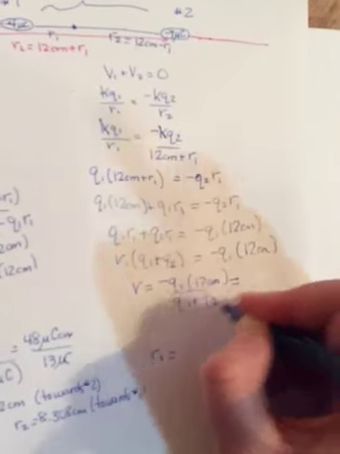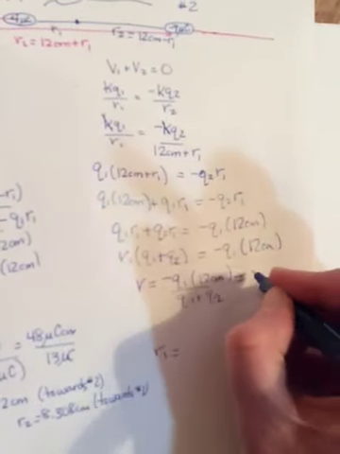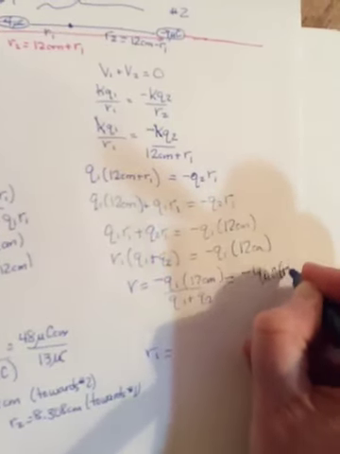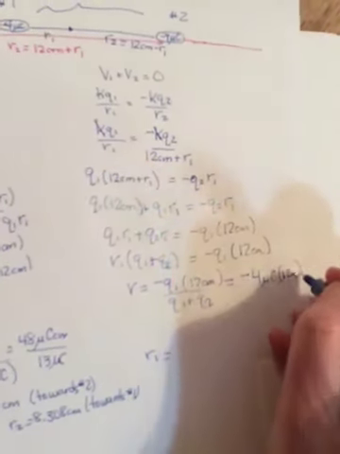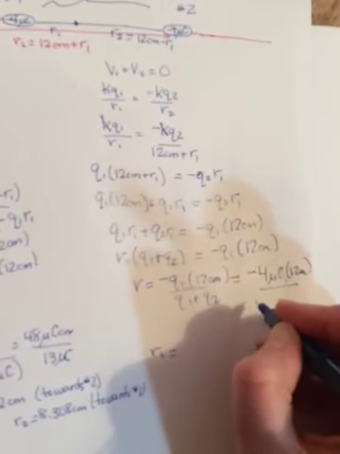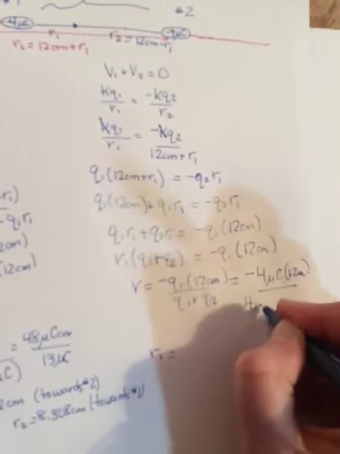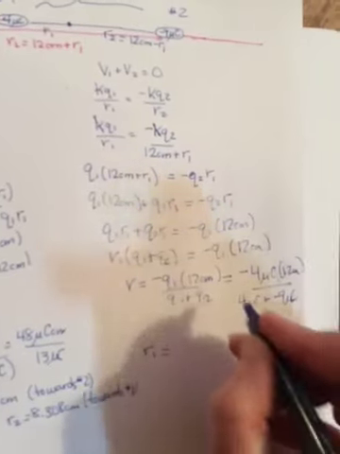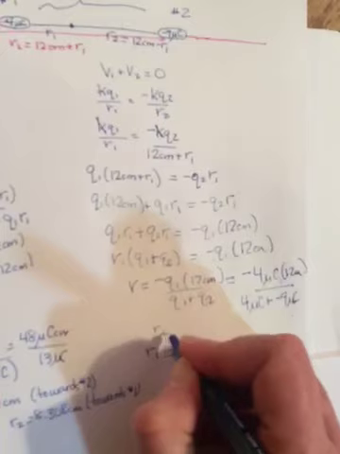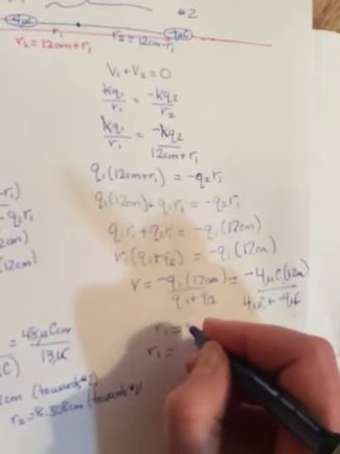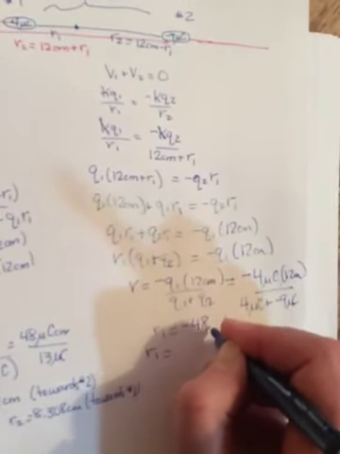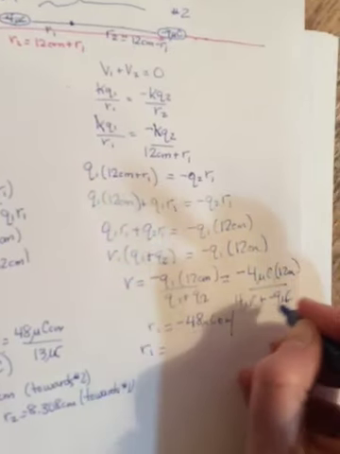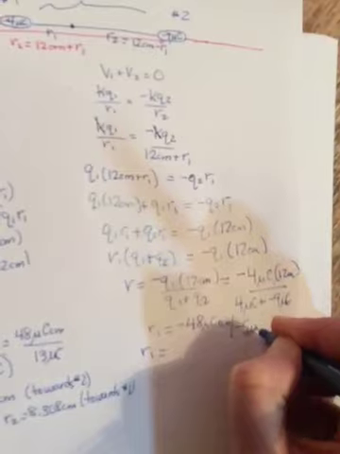Fill in our numbers here. Q1 was the 4 microcoulombs, so negative 4 microcoulombs times 12 centimeters, divided by positive 4 microcoulombs plus a negative 9. So on the top we're going to have negative 48 microcoulomb centimeters, and on the bottom we're going to have negative 5 microcoulombs.